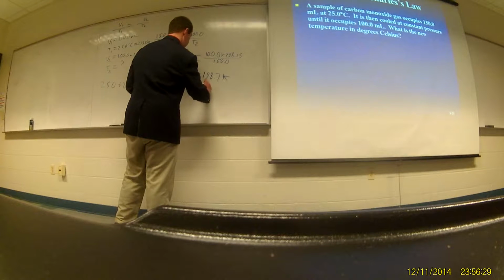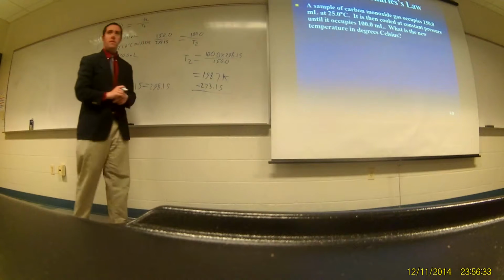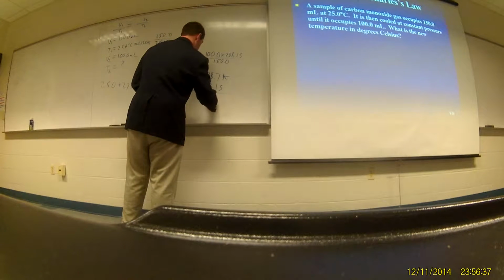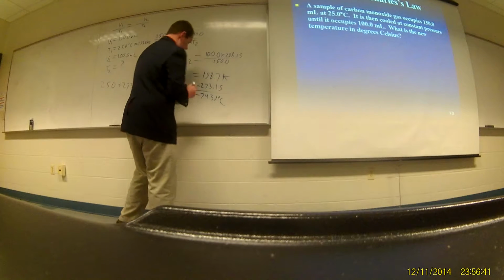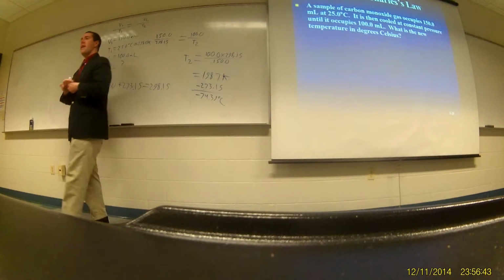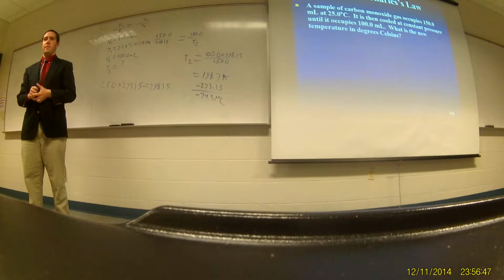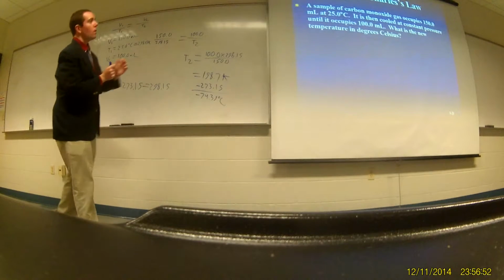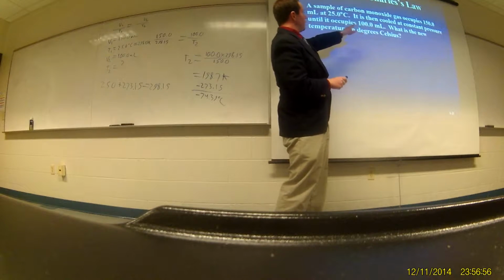Minus 273.15. What does that come out to be? Negative 74.39 degrees Celsius. These gas law problems lend themselves well to a double check at the end. Does it make sense? And so we went from 150 milliliters to 100 milliliters.